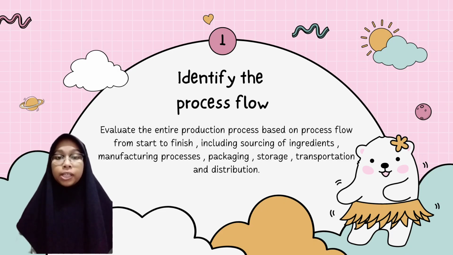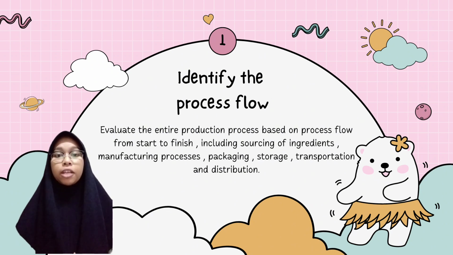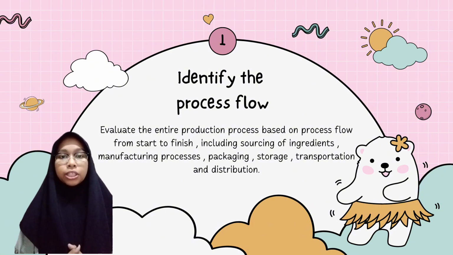Now, let's move to the first step, which is identify the process flow. In this step, we need to evaluate the entire production process based on process flow from start to finish, including sourcing of ingredients, manufacturing process, packaging, storage, transportation, and distribution. From all of these steps, we need to identify which process might affect the halal integrity of the product.